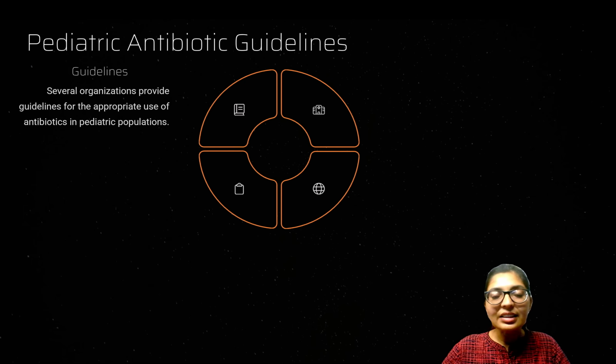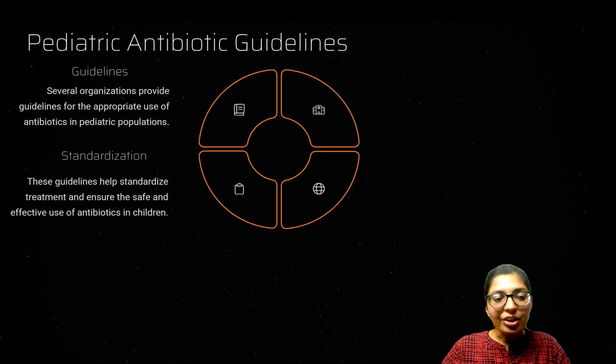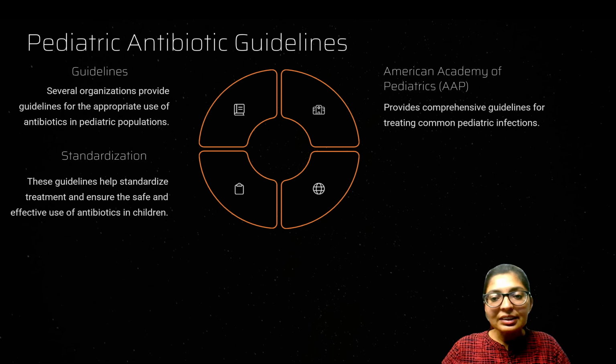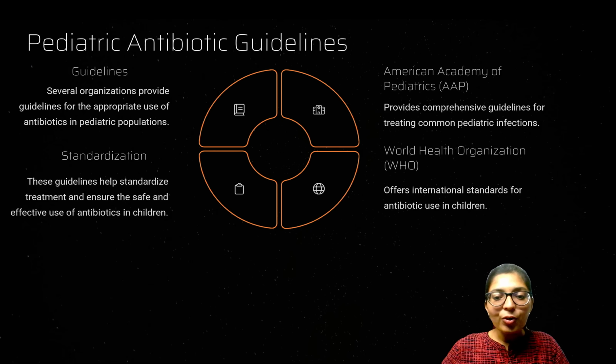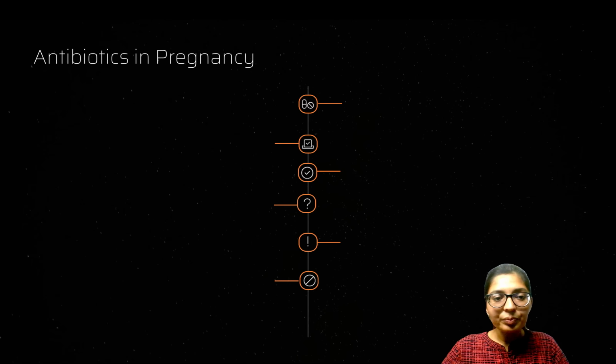Several organizations provide guidelines for the appropriate use of antibiotics in the pediatric population. Standardization: these guidelines help standardize treatment and ensure the safe and effective use of antibiotics in children. The American Academy of Pediatrics provides comprehensive guidelines for treating common pediatric infections. And WHO, World Health Organization, offers international standards for antibiotic use in children. So we have to follow the guidelines. As per the guidelines, we have to give antibiotics in the pediatric age group.